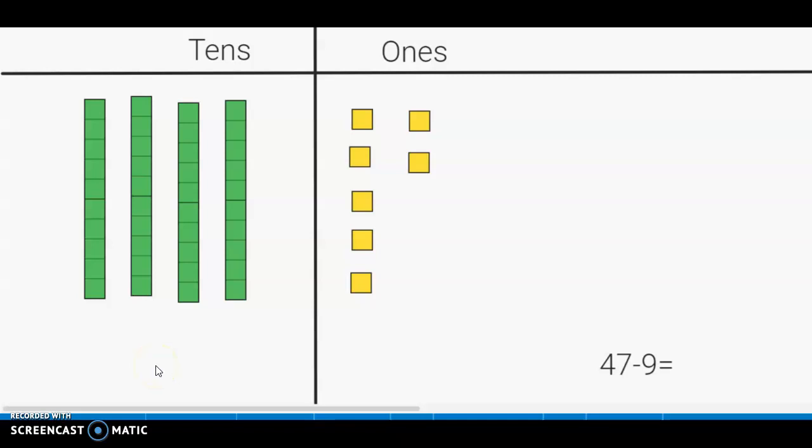Hi, first grade. Today for math, we are going to continue talking about solving problems where sometimes you have to regroup. If you remember, in our last math lesson of last week, we took a look at some problems where we were adding two-digit numbers, and some of the problems we had to regroup, some of the problems we did not have to regroup.